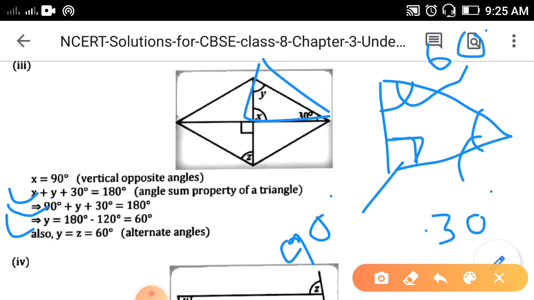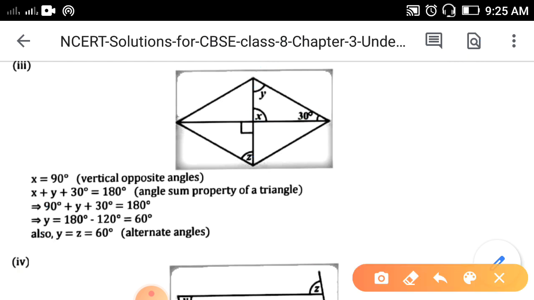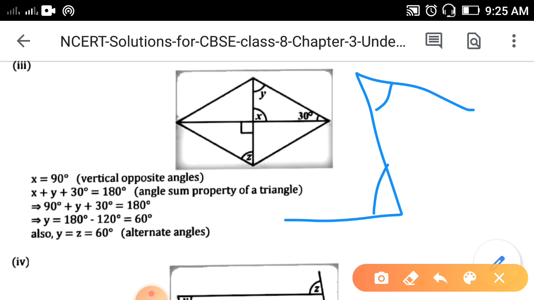Next, z. Y is equal to 60, then z is also equal to 60 because of alternate angles. You can see here the shape Z is formed. So these two angles are equal to each other and we can say it is a pair of alternate angles. So if this angle is 60, then this angle is also 60 degrees.